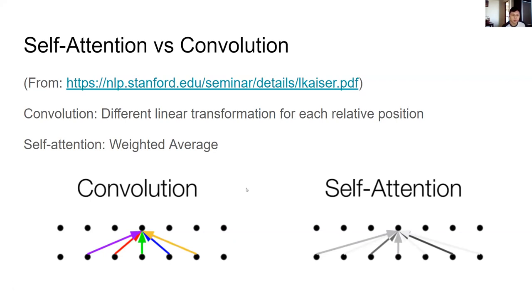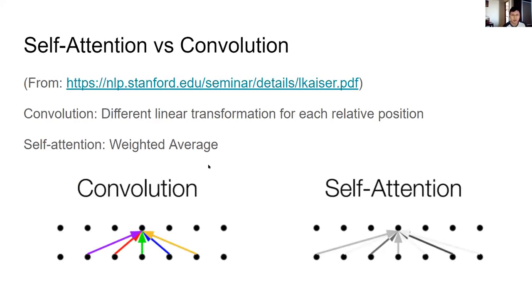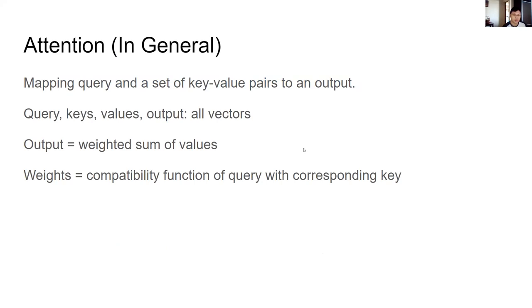Okay, so next, we talk about attention in general and what it actually means, from the paper. They explain attention as mapping a query and a set of key-value pairs to an output, and these are all represented as vectors. In general, the output is just a weighted sum of the values. So this goes back to the idea of self-attention: it's just a weighted average. And the weights, they define as a compatibility function of the query with the corresponding key.